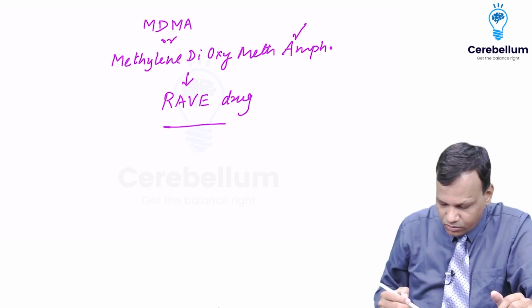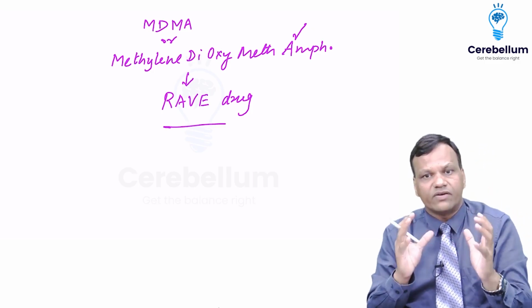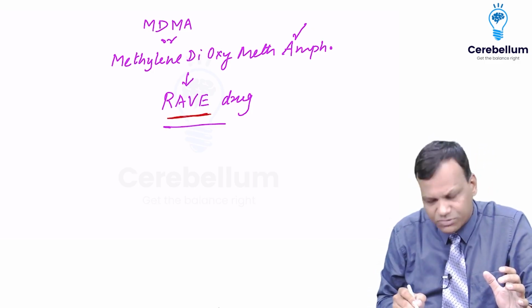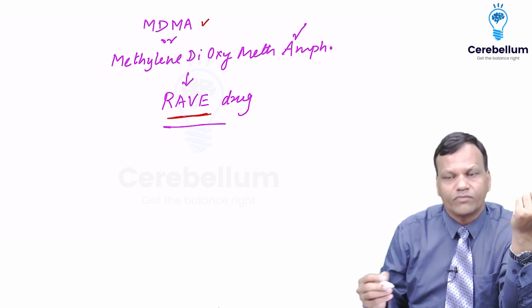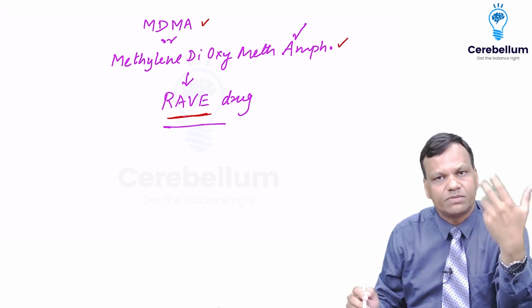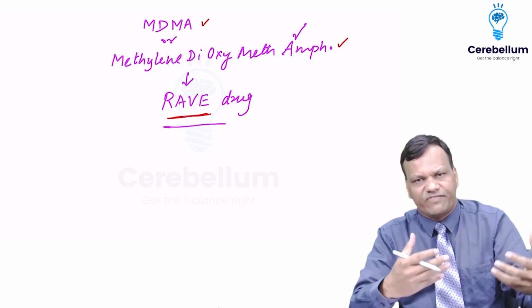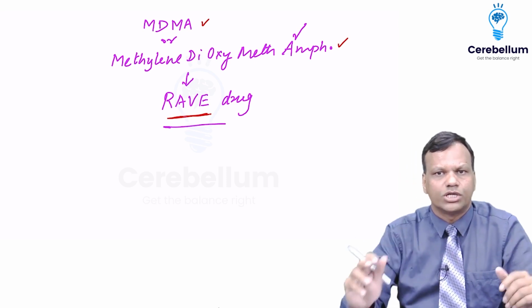Okay. Now, amphetamines are rave drugs. So you need to remember for MCQ purposes, which of the following is a rave drug. The answer can be MDMA. The answer can be the full name, methylene dioxymethamphetamine, or the answer can be simply amphetamine. So depending upon the option, you need to choose.